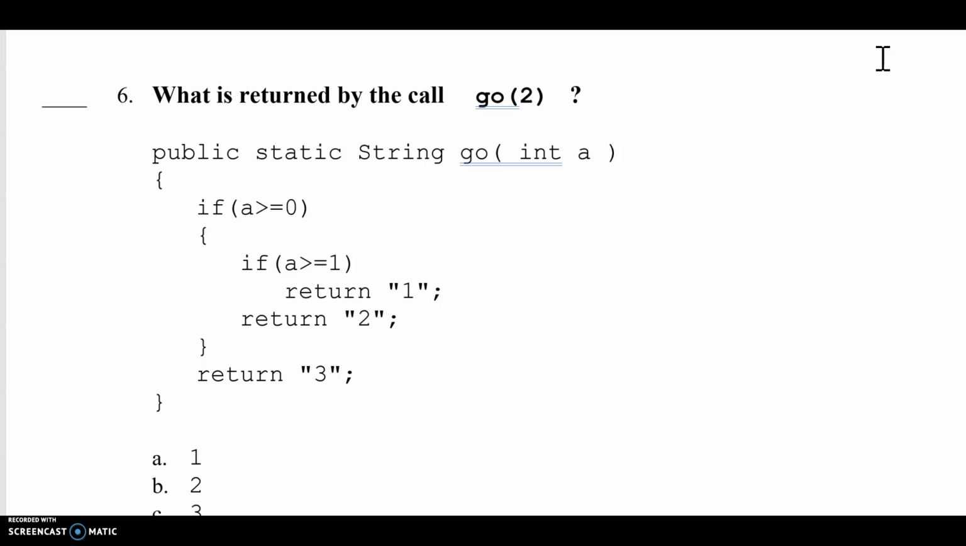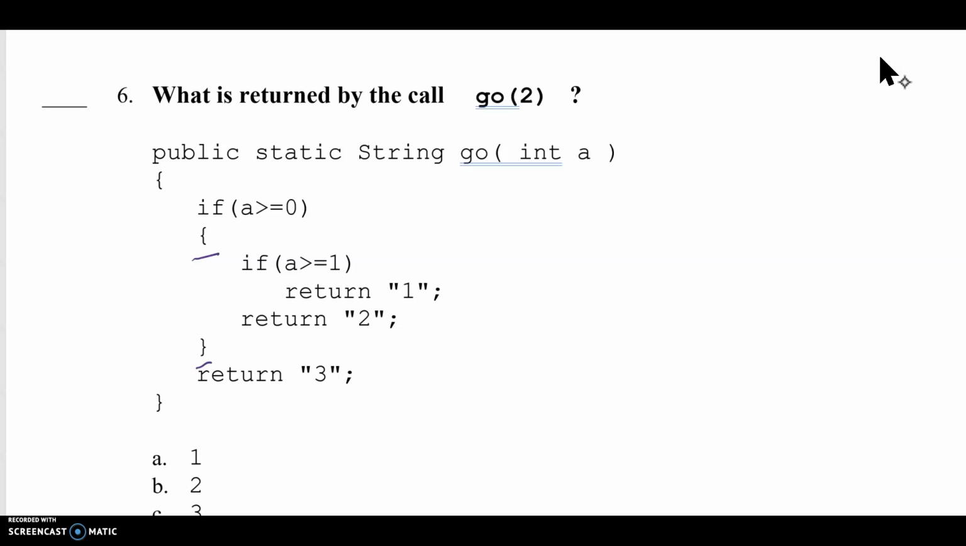In this case, our call is go, the name of the method, and 2, the argument value being passed to the parameter. So a in this method body is going to have the value of 2. So if a is greater than or equal to 0, well, a is 2, and 2 is indeed greater than or equal to 0. So we're going to come into the body, and then this time we have a block statement, and we can tell that because we've got these curly braces here.